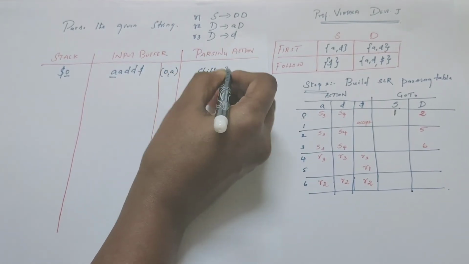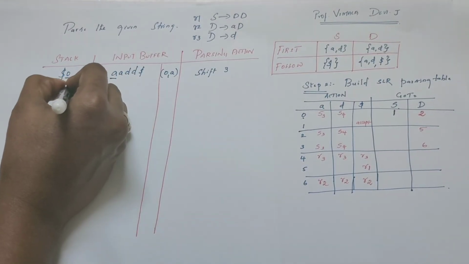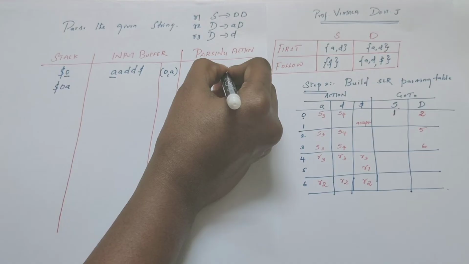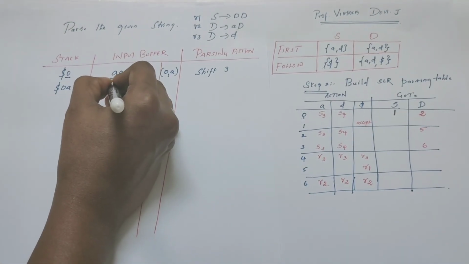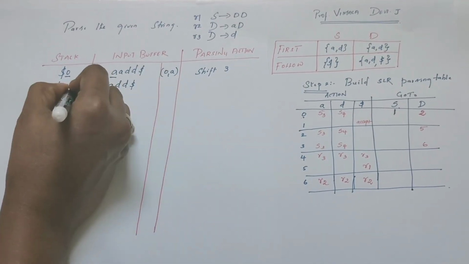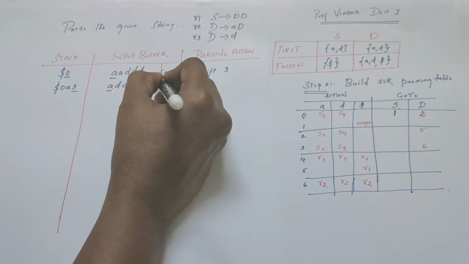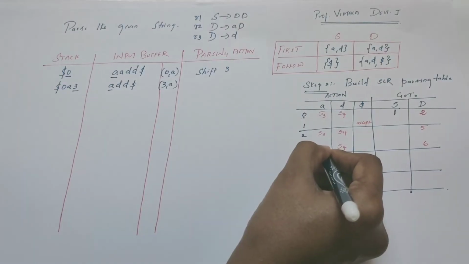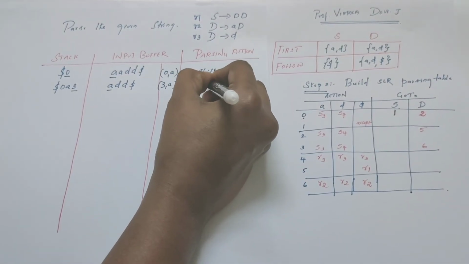Whenever it is performing a shift action, first the input symbol is shifted along with the state number. What is the state number here? It is 3. So please write that also. The remaining input string is shown. Now check for the combination 3, A in the table. Once again it is nothing but shift 3. So the parsing action is shift 3.